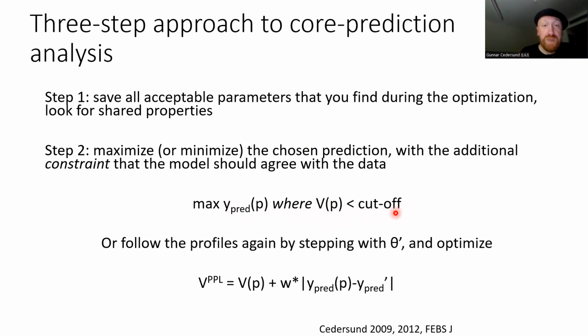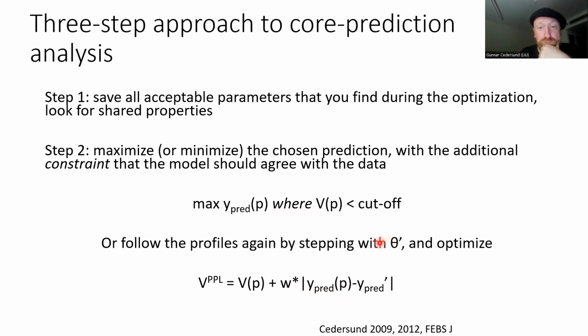Another way to do it, and this is more similar to the traditional profile likelihood, is that we are following the profiles. So you are adding the constraint that you have some prediction. Here I'm calling it theta and here I'm calling it ypred. It's the same thing. So you're stepping in this prediction.